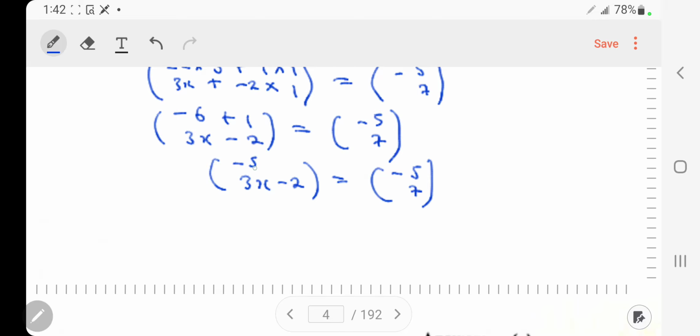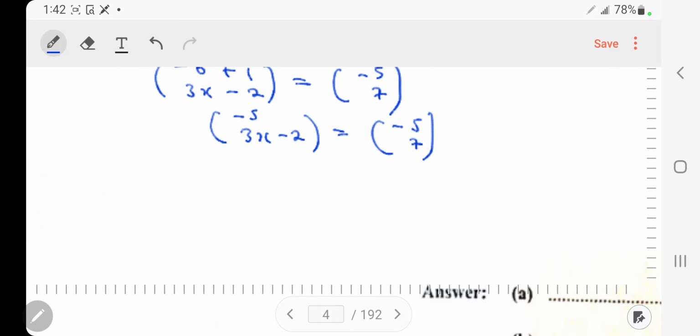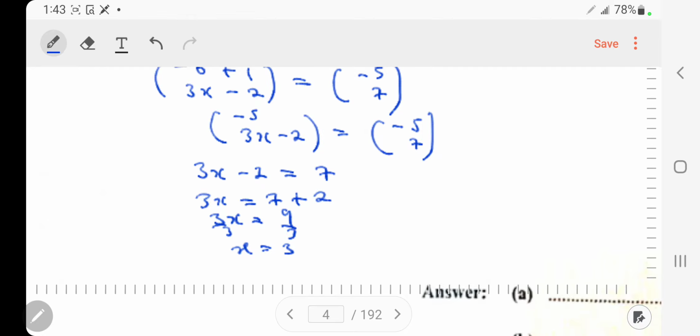Now since the top is equal, this simply means that the bottom is equal too. That is the implication. So we have 3x minus 2 should be equal to 7, like that. So when we do this now, all we have to do is collect the like terms. So we have 3x should be equal to 7 plus 2. So we have 3x should be equal to 9, over 3 over 3. So our x is equal to 3.